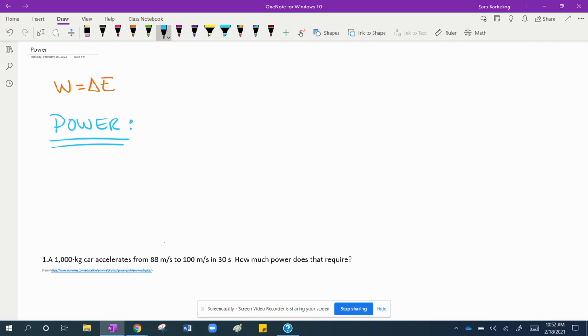The idea of power is defined as the change in energy per time. It's just a rate, okay? Or because we know the work energy theorem, we can also write that as work per time.